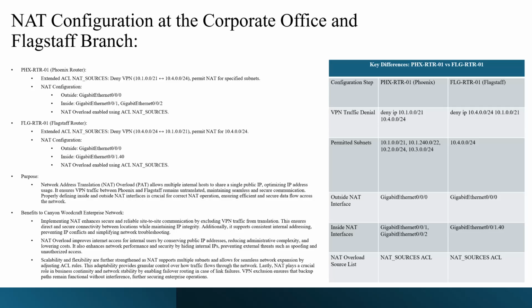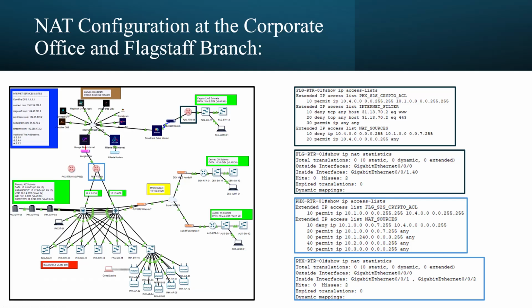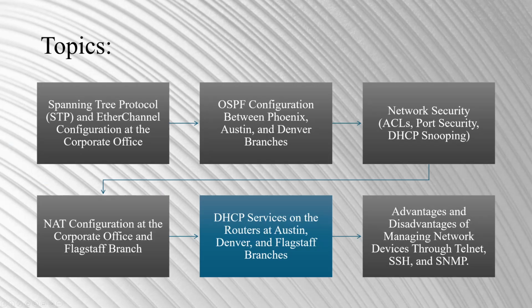And to the right, there's a table that depicts the key differences between the two routers that were configured to do this. Next, we have the diagram depicting the network following the changes made due to the concerns by the company, and to the right of the network diagram are the new IP access lists and NAT statistics for those devices.